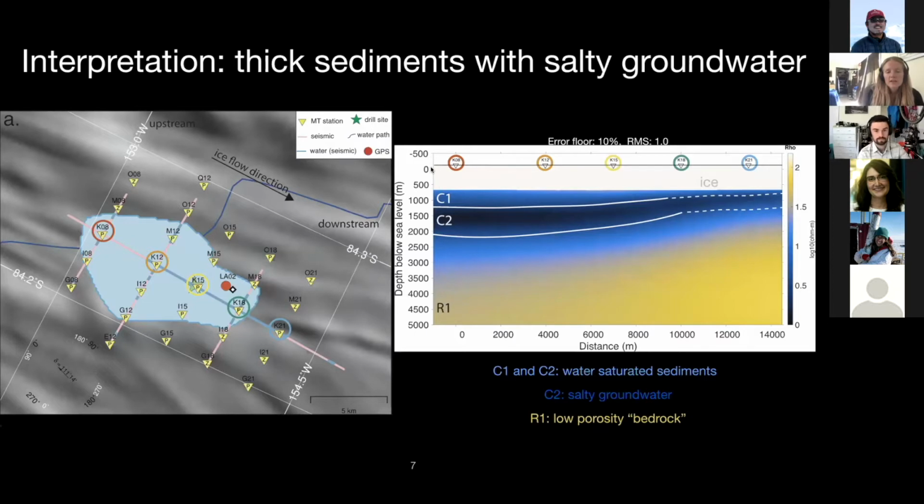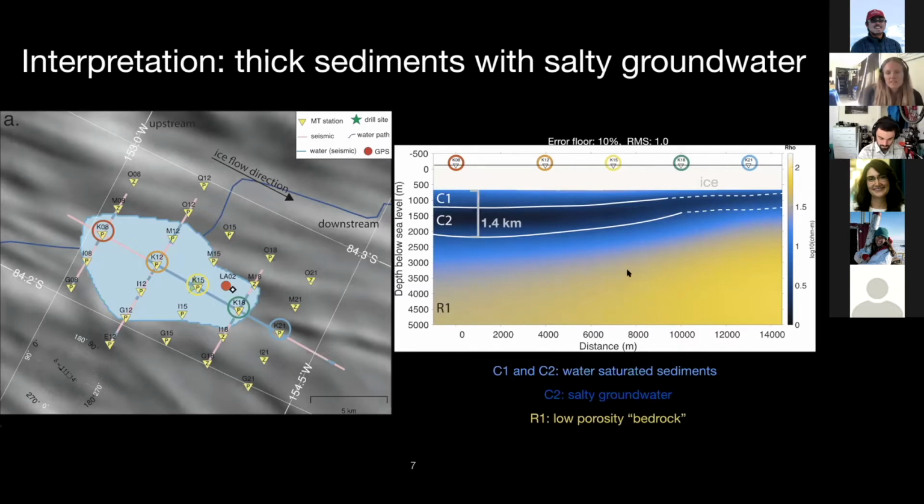So here we're looking at about 5 kilometers beneath the ice surface, and we're spanning 15 kilometers in the X direction. And the colors here are log 10 resistivity. So this yellow region is more resistive and the blue regions are more conductive. And you can see I've divided these into 3 different sections where we have our conductive regions, which are representative of water saturated sediments. And C2 is actually so conductive that it has to be salty groundwater. And I'll show you why in just a moment. And then R1 we think is low porosity bedrock down here.